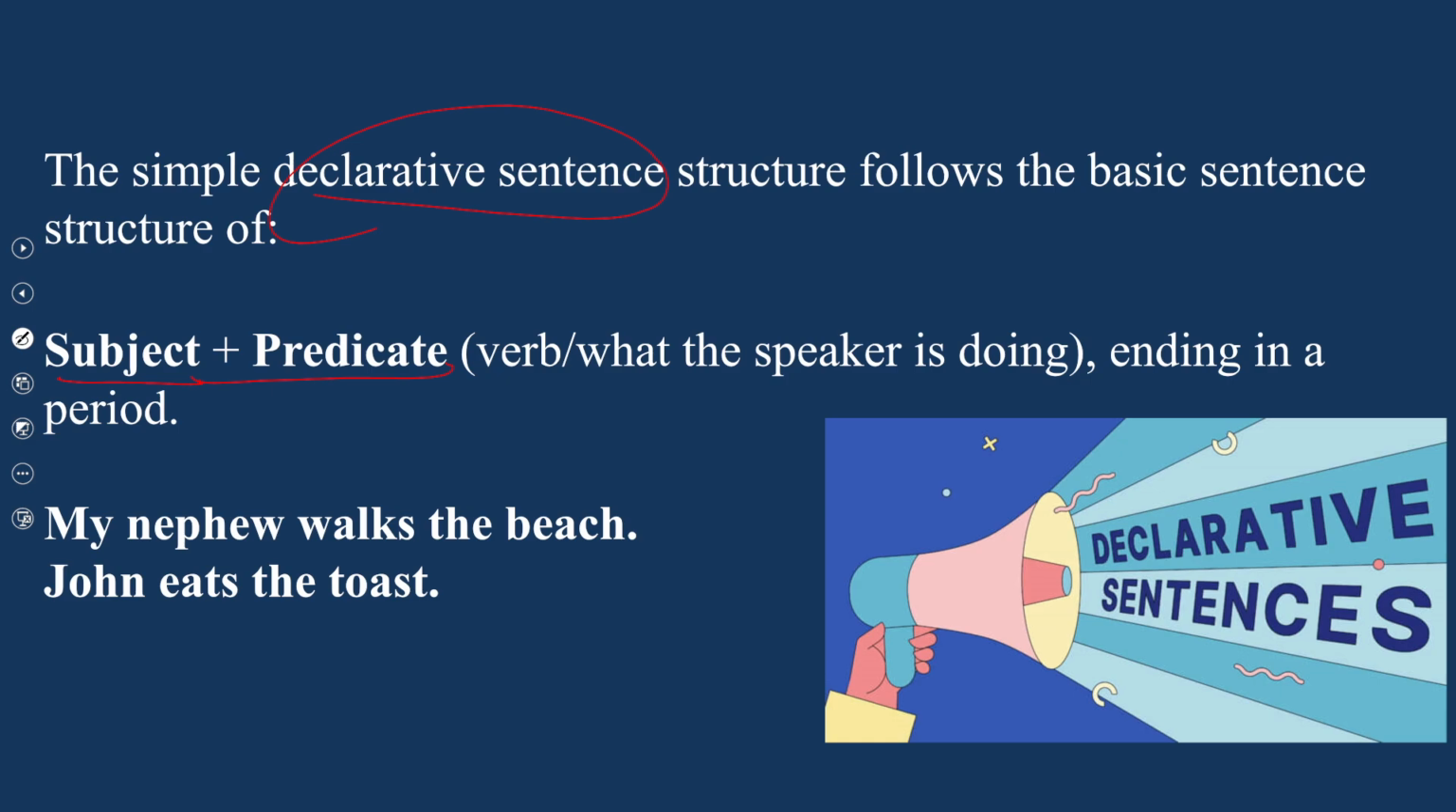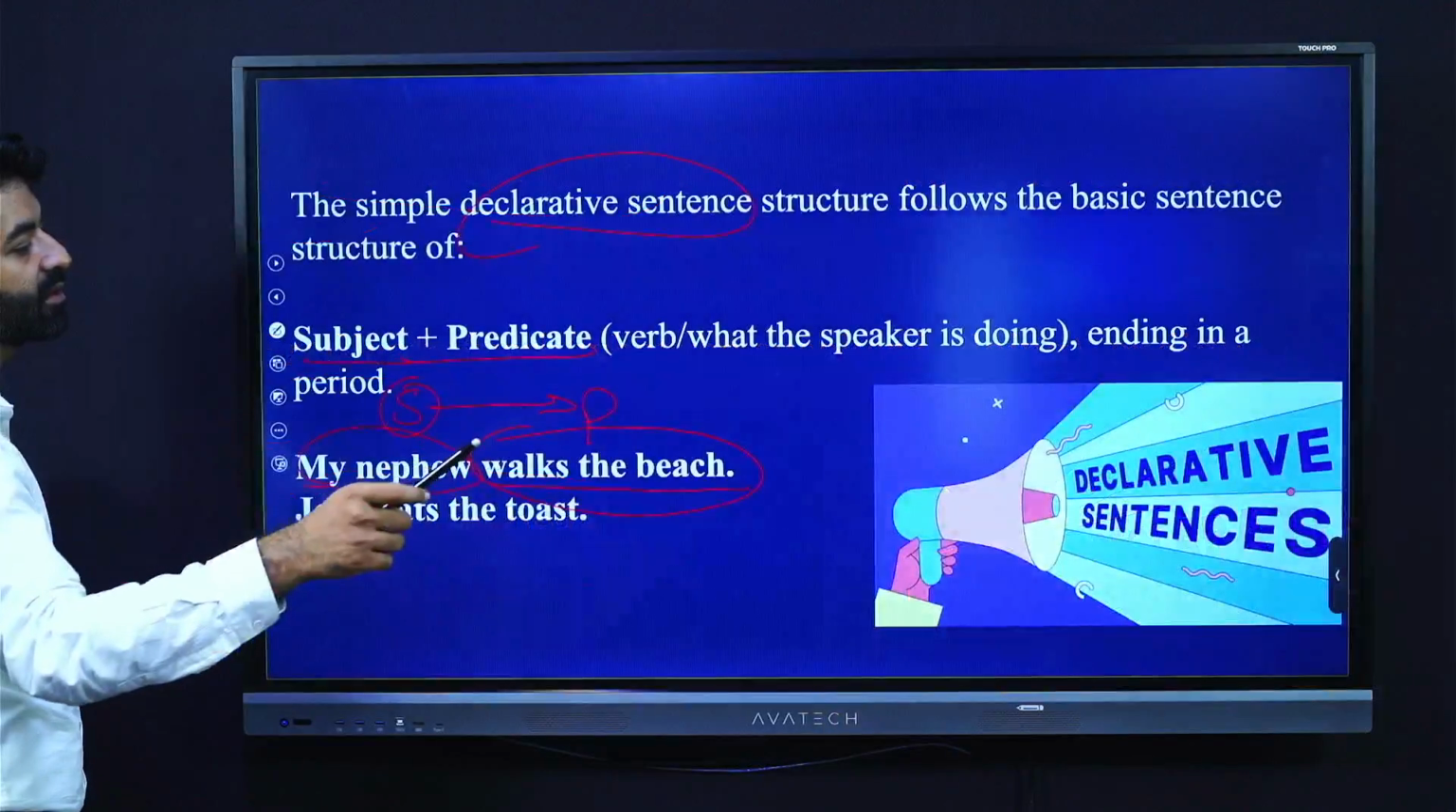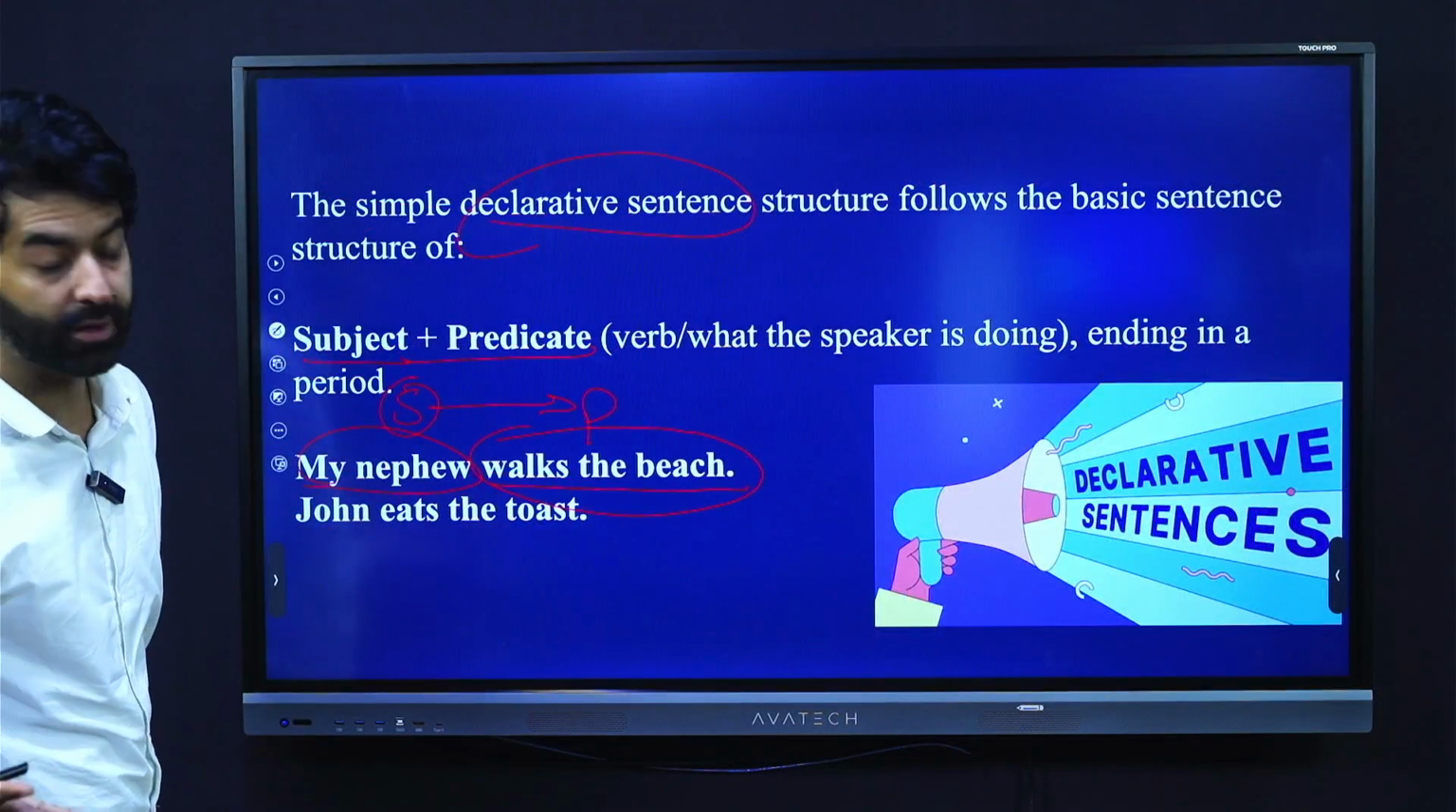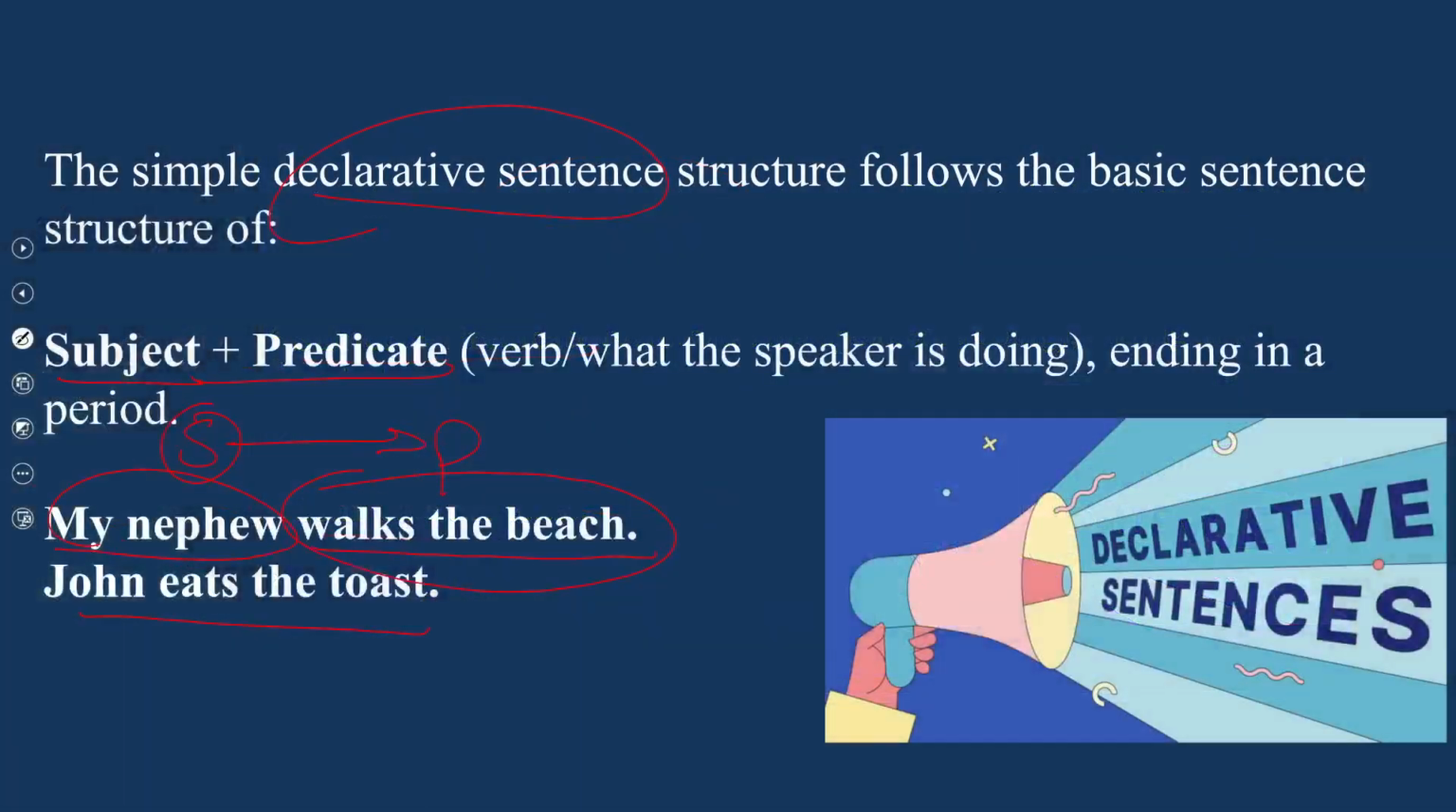All right. My nephew walks the beach. Subject क्या है? My nephew. And this part is the predicate. It means we tell something about the subject. And that part, subject के बाद जो भी part है sentence का, that is your predicate. John eats the toast. Subject plus the predicate. All right. So these are your declarative sentences.